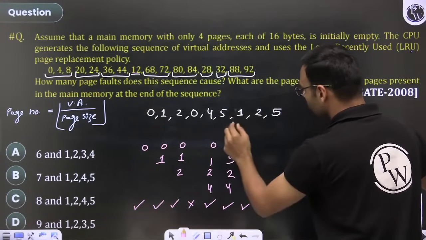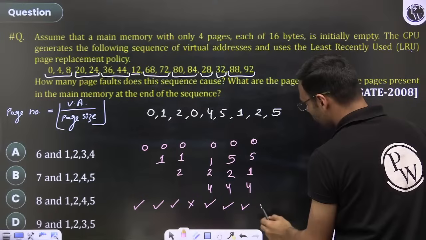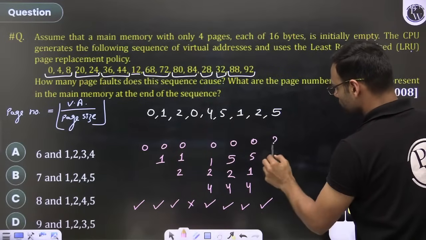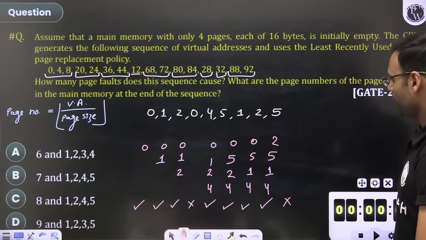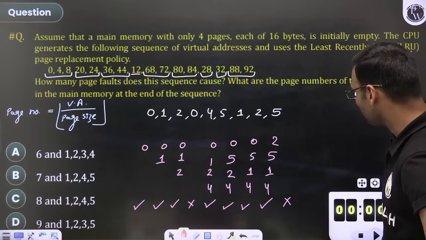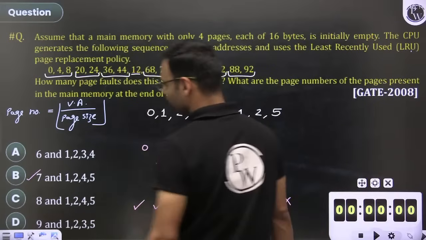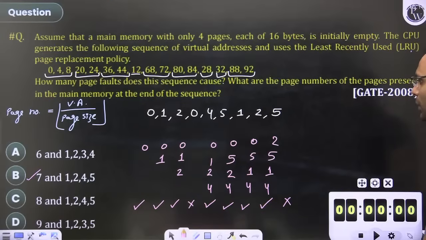For 1 again page fault, I'll remove 2. For 2 page fault, I'll remove 0. And for 5, no page fault. So how many page faults? 7 page faults. And what are the pages? 1, 2, 4, 5 are present. Option B is correct. Seven page faults, option B is correct, and 1, 2, 4, 5 are present in the main memory.